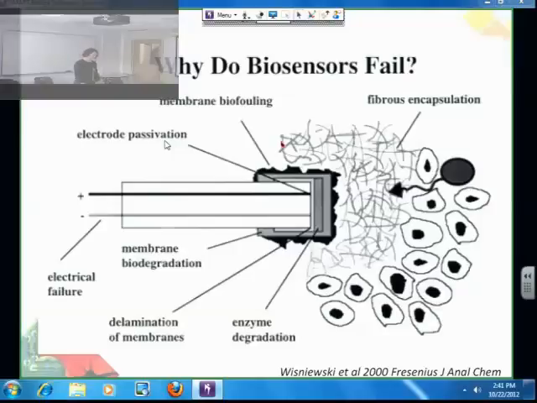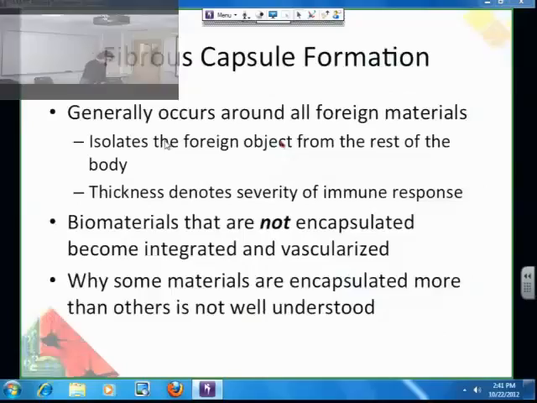So the formation of the fibrous capsule has really, I think, stopped the field of biosensors from moving forward as quickly as it could, because we just haven't figured out too well yet how to stop the fibrous capsule formation. It pretty much occurs around all foreign materials, whether you like it or not. And the thickness can be used as a measure of the severity of the immune response. So that's great, because a lot of the research that we've been able to do has been using just the thickness of the fibrous capsule that forms as a measure of whether or not you've been able to modulate the inflammatory response.